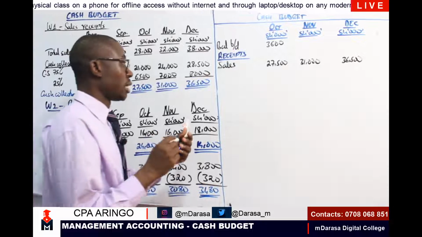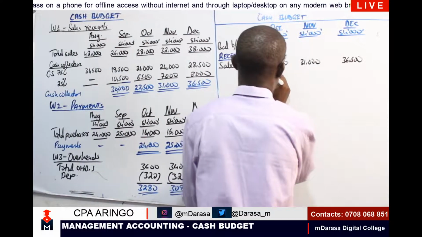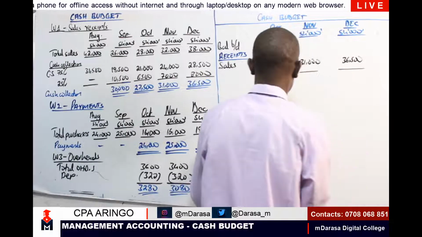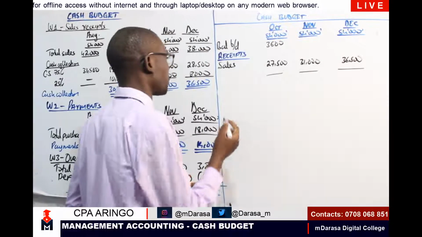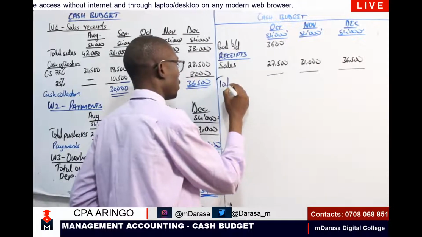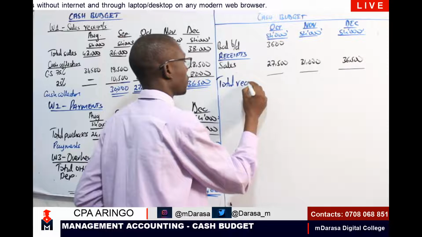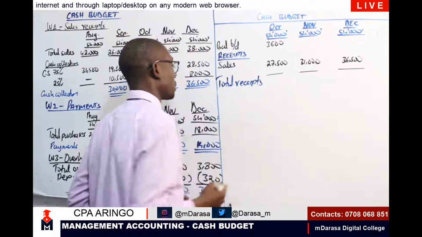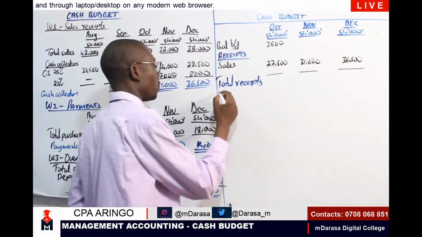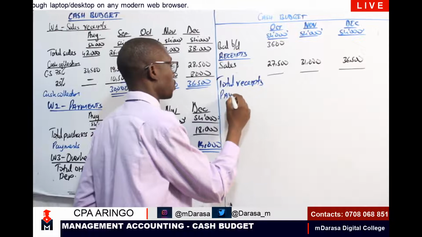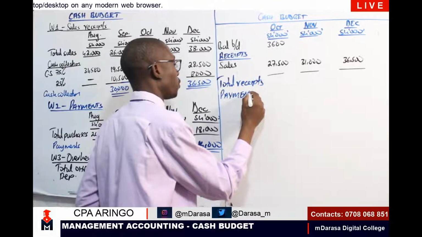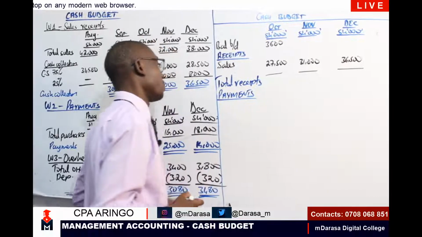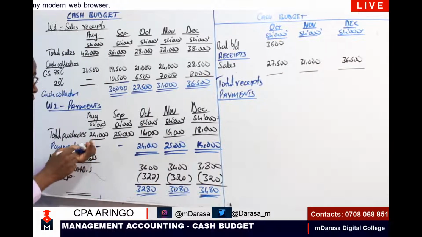Now, consider our total receipts. If we didn't have such items, this will be our total receipts. Then, talk of our payments. So payments, we start with the ones that we've computed in our workings.